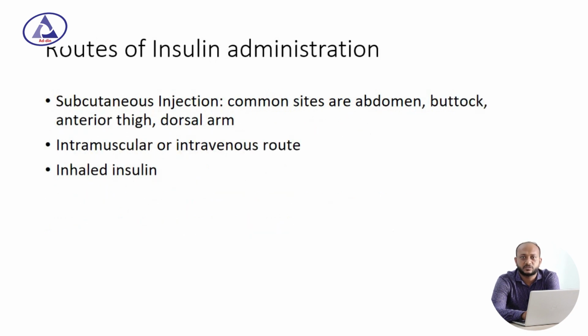What are the routes of insulin administration? There are three routes. First route is subcutaneous route. Subcutaneous route sites are the abdomen, anterior thigh, buttock, and dorsal arm. Another route is intramuscular or intravenous, and another route is inhaled insulin. But the most popular route of administration of insulin is subcutaneous injection.